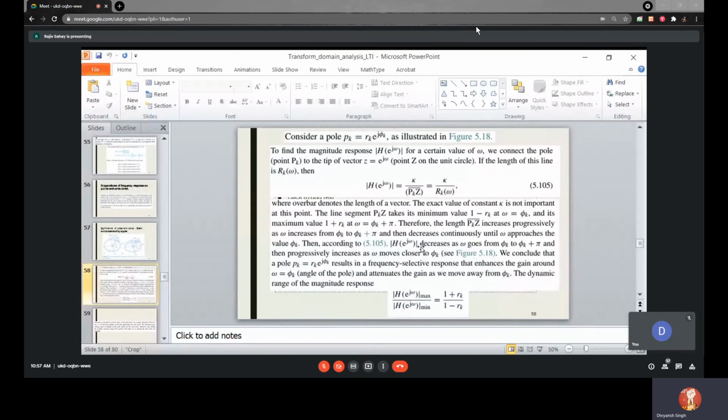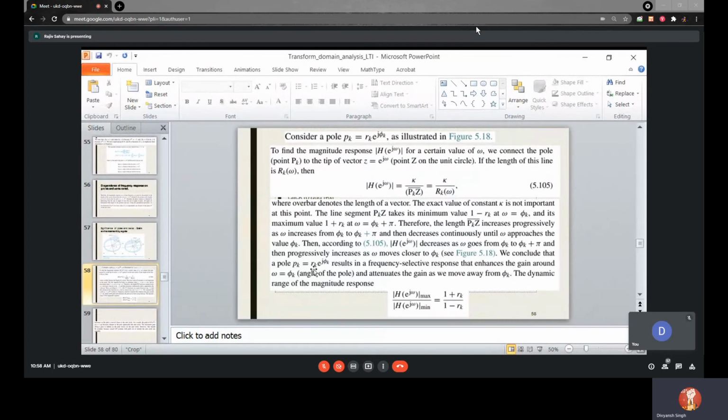So magnitude of H(e^j omega) decreases because the length of the vector pkz is coming in the denominator. Whatever I talked about the length pkz of that vector, because it comes in the denominator, it affects H(e^j omega) in the reverse way. So this magnitude of H(e^j omega) will decrease as omega goes from phi k to phi k plus pi, and then progressively increase as omega goes closer to phi k.